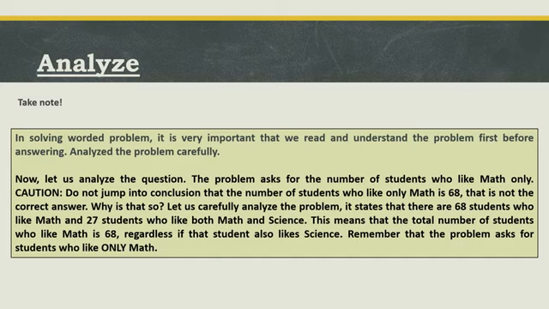Let us carefully analyze the problem. It states that there are 68 students who like math and 27 who like both math and science. This means that the total number of students who like math is 68, regardless if that student also likes science. Remember that the problem asks for students who like only math.